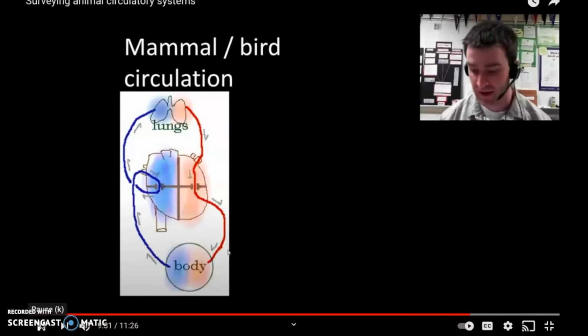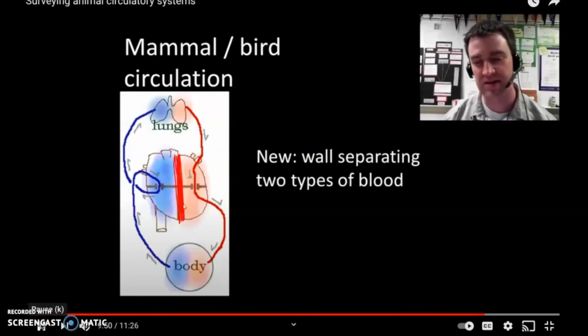So how are they going to be even more efficient? They retain the double loop circulation that the amphibian system had, with its advantage of being faster, and they're going to fix the problem of mixture of the two types of blood by simply having this wall-like structure in the heart. Your book calls that the septum, that prevents the blue and red blood from mixing.